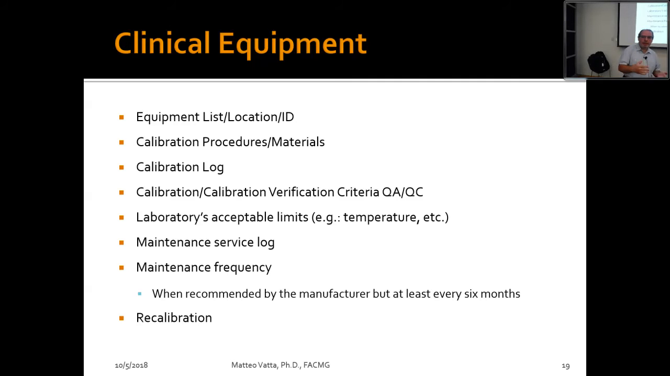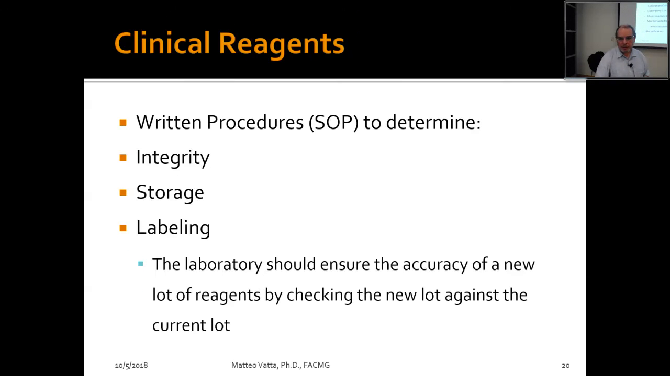The other thing is that the clinical lab needs to maintain a service log. Every time a machine has to undergo service because it's broken or something doesn't work, it must be recorded, along with the reasons, what happened, and what has been done to recover the utilization of the machine. Maintenance frequency also has to be established. Usually it's the one recommended by the manufacturer, but it has to be at least every 6 months. And then, of course, the recalibration.